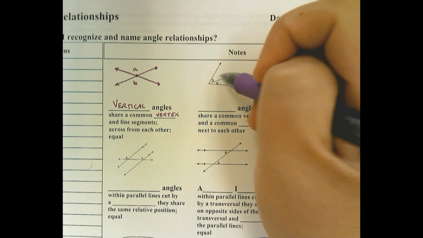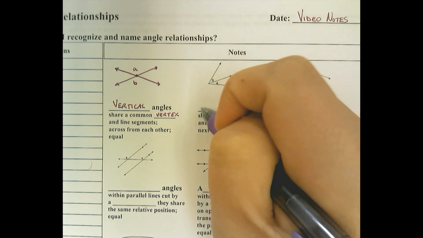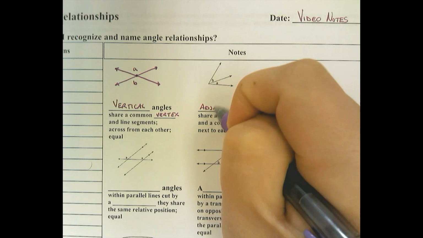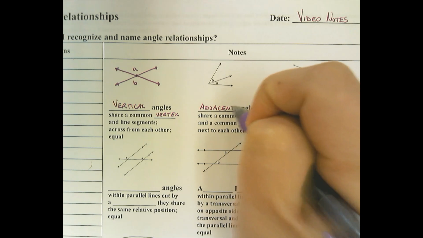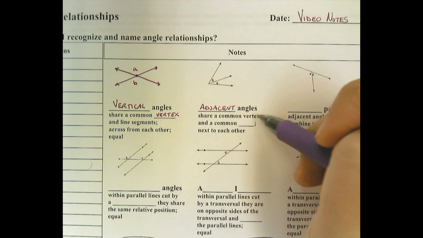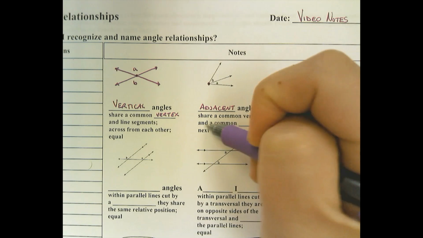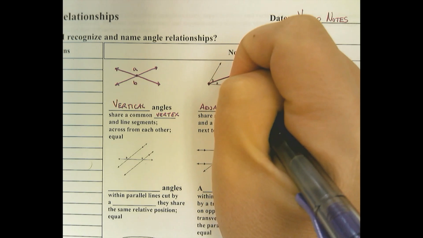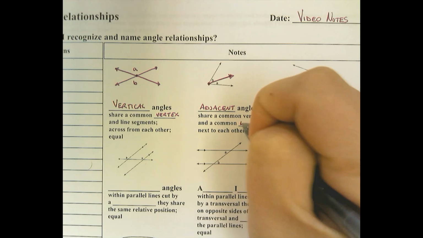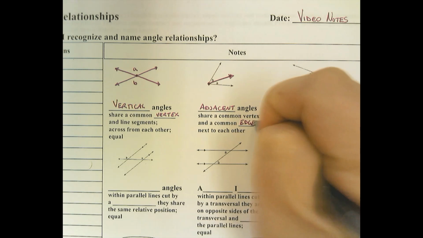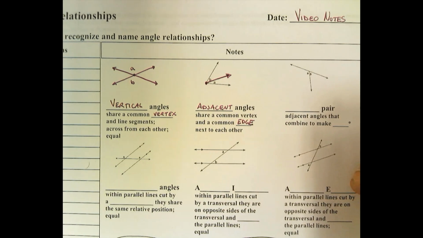The next angle are two angles that are side by side. So side by side would be adjacent angles. And adjacent angles share a common vertex as well, and they share a common edge. So that's what makes them adjacent, is the common edge.